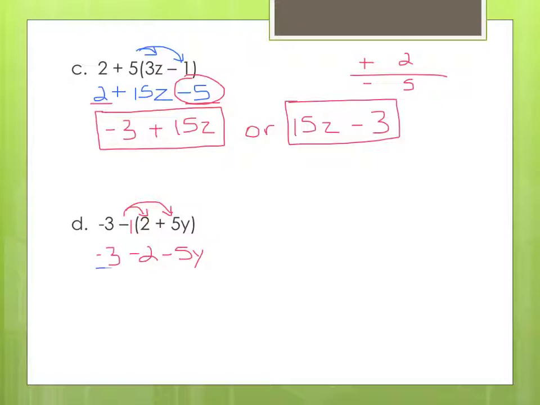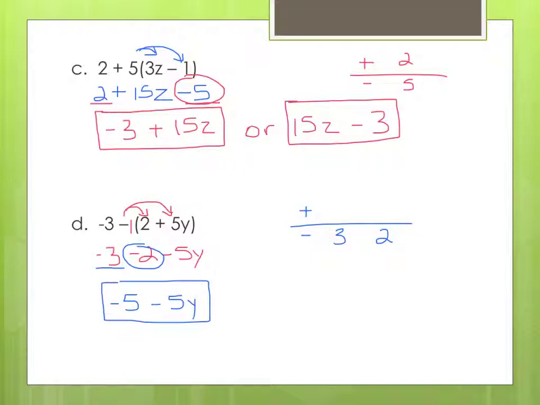So like terms would be my negative 3 and my negative 2. So if I have negative 3 and negative 2, there's no pairs to cancel out, so I can combine those. If I owe $3 to one person, owe $2 to another, I owe 5, so it's going to be a negative 5 minus 5y. Those two terms are not alike, so it is simplified at that point.